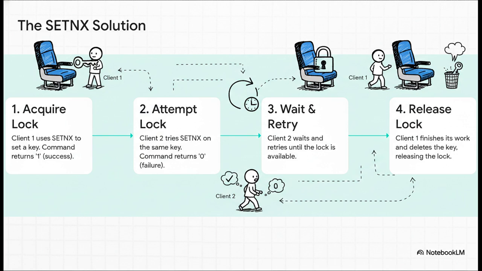Milliseconds later, client 2 tries the same thing. But this time, Redis sees the lock already exists and says, nope, sorry, returning a failure. Client 2 has to wait. As soon as client 1 is done, they just delete the key and the lock is free for the next person. It's a super simple but incredibly powerful way to keep things orderly.